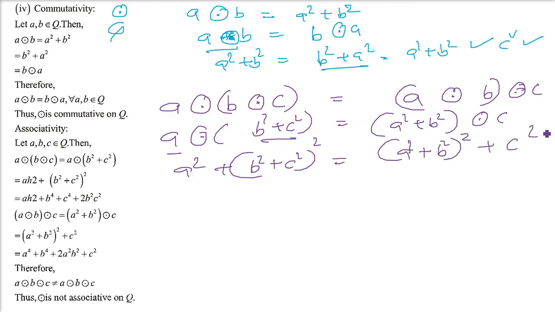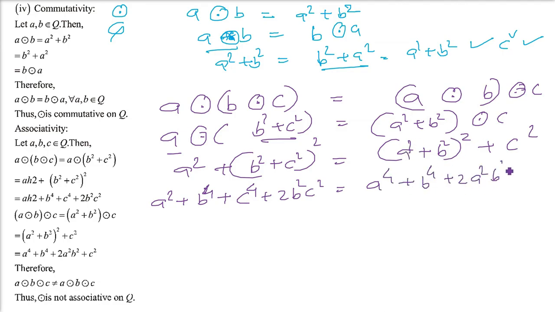Okay. Now I'll just open it. This is A square plus, this is B raised 4. B square square is B4 plus C square square C4 plus 2 into B square C square. Here you have A4 plus B4 plus 2A square B square plus C square. Now what do you see? They are not equal. So this star, or whichever symbol this is, is not associative.